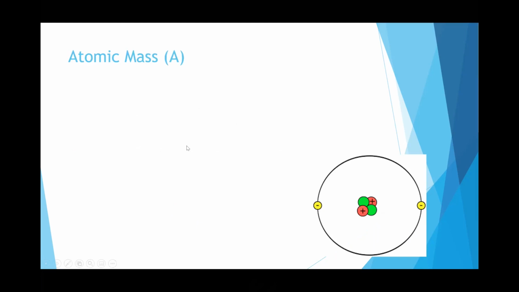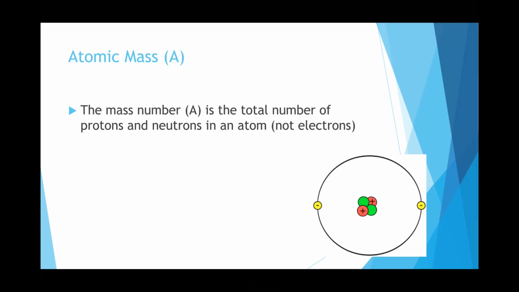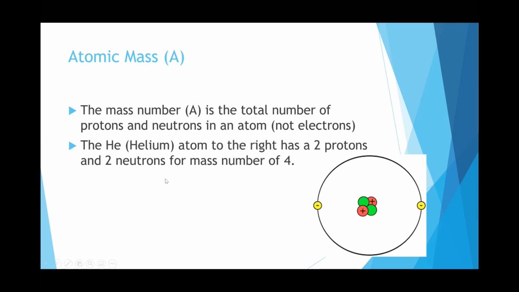Now let's define atomic mass, which is a pretty simple term. It isn't that complicated. The atomic mass, or the mass number, is the total number of protons and neutrons. So it's basically how much it weighs, because electrons basically weigh 0 and neutrons and protons weigh 1. So we're figuring out how much it weighs, which is the number of protons and neutrons.